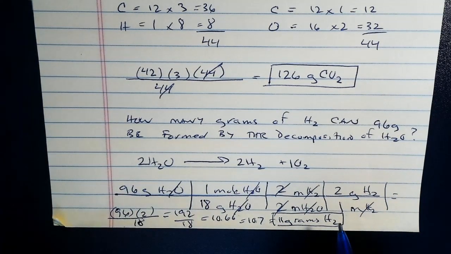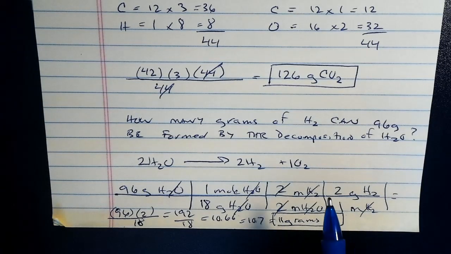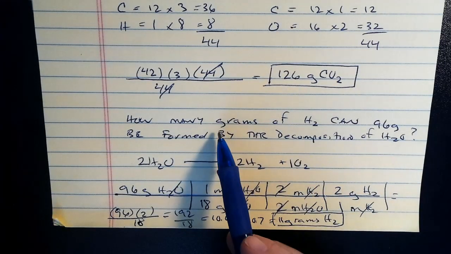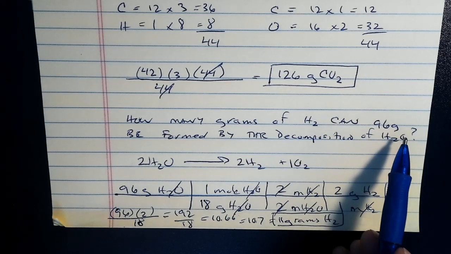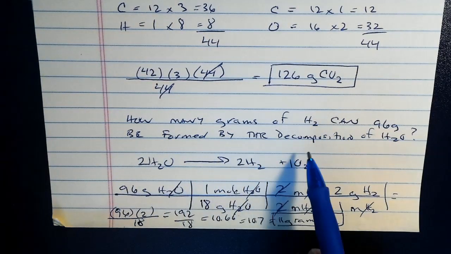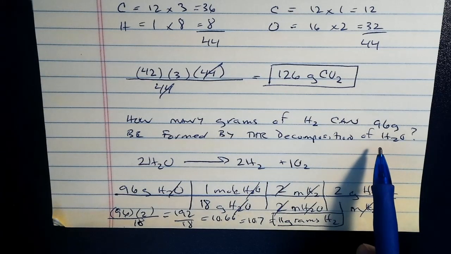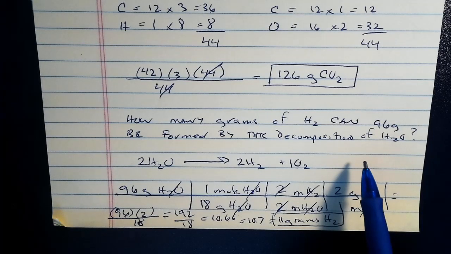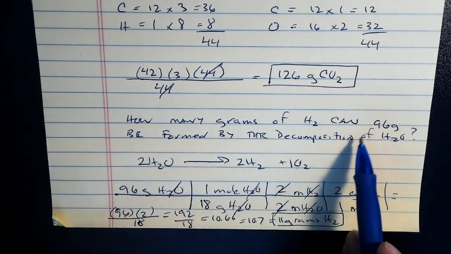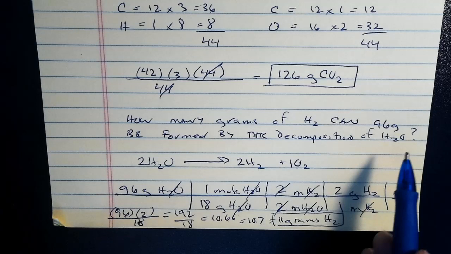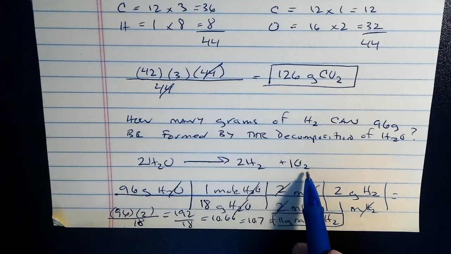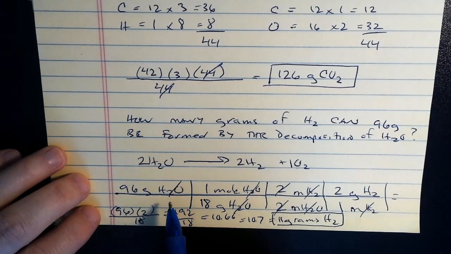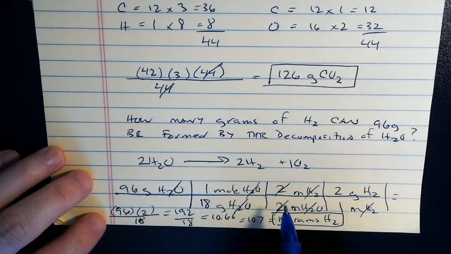So what we did here, this was a mass-mass problem. How many grams of hydrogen can be formed by the decomposition of 96 grams of water? So we have water here that decomposes to hydrogen and oxygen. So we have a 2 to 2 to 1 ratio.